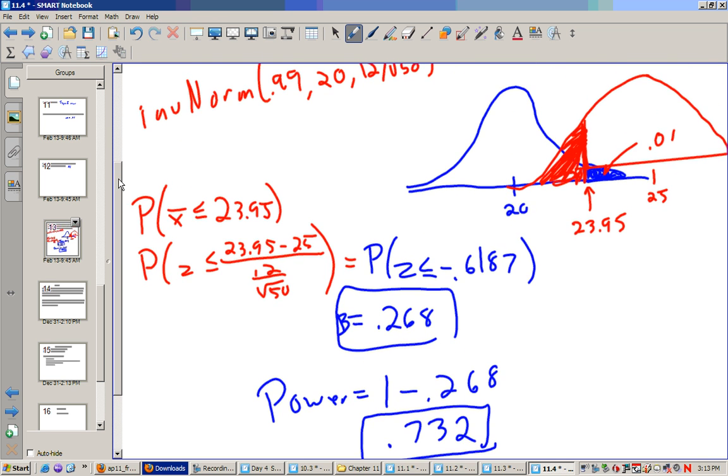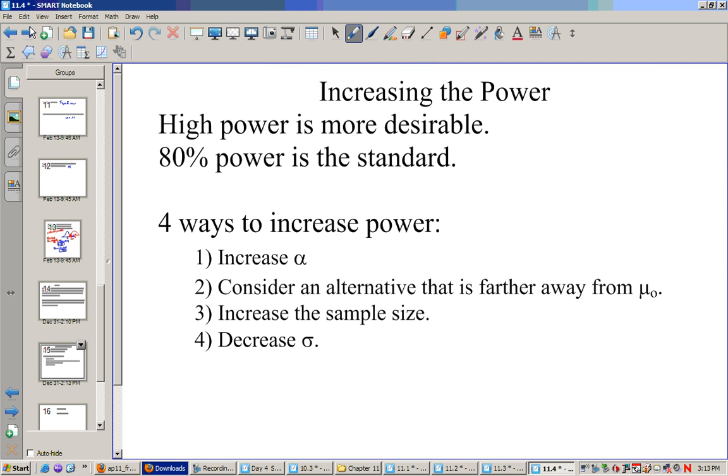So 73% of the time, we correctly reject the null when the mean would have been 25. Now, high power is more desirable. 80% power is the standard. There are 4 ways to increase power: increase your alpha level, consider an alternative that is further away from our null mean, increase our sample size, or decrease our population standard deviation.